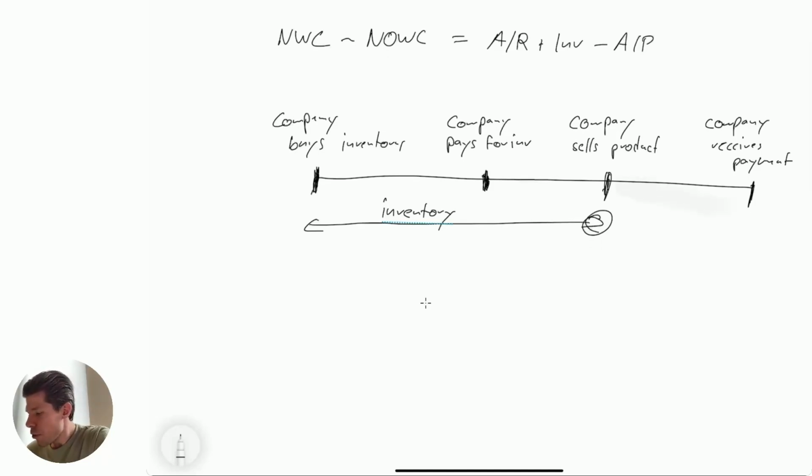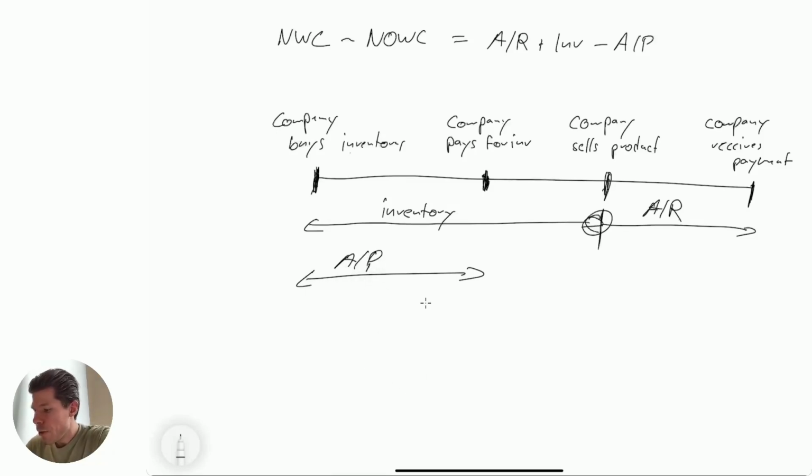Once you ship the products to your customers, you would record accounts receivables. We discussed this earlier. This is the time it takes until you receive payment from your customers. Once you have received payments from your customers, you would reduce the accounts receivable item on your balance sheet. And for accounts payables, it goes the same. You buy your inventory first, but because you pay your supplier at a later point, you have a liability until you pay.